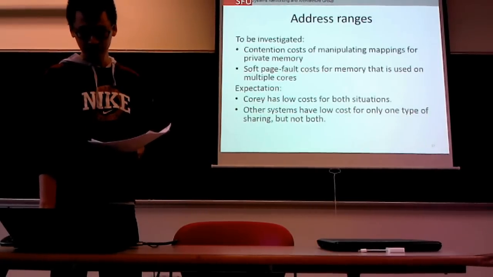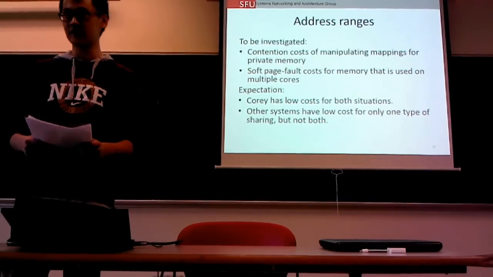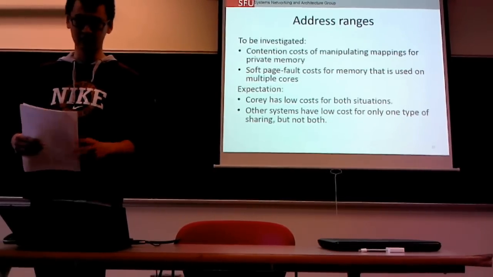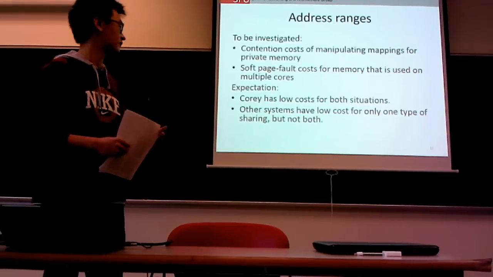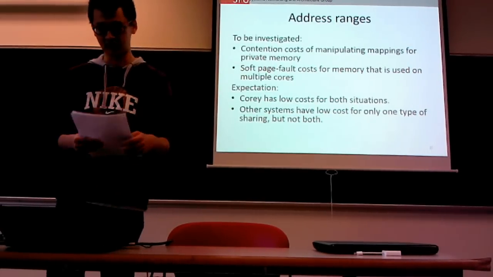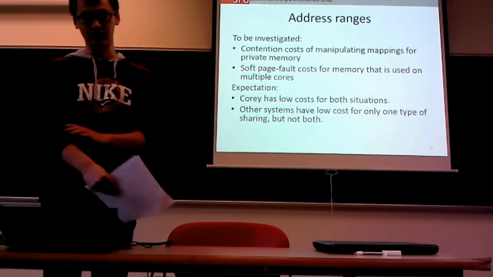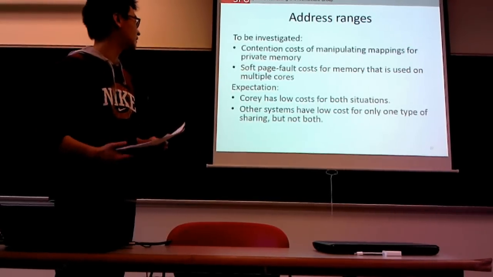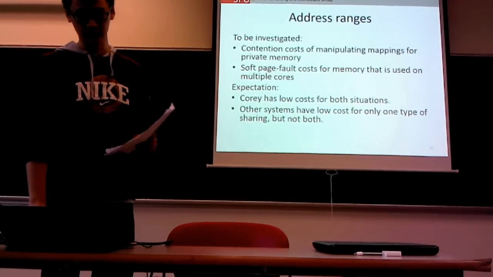First one, address ranges. As Arun has already mentioned, there are two things to be investigated. One is the contention cost of manipulating maps for private memory, and the other is actually for shared memory, which is here as soft page fault cost for memory that is used on multiple cores.